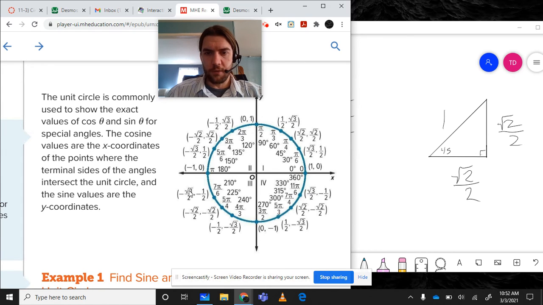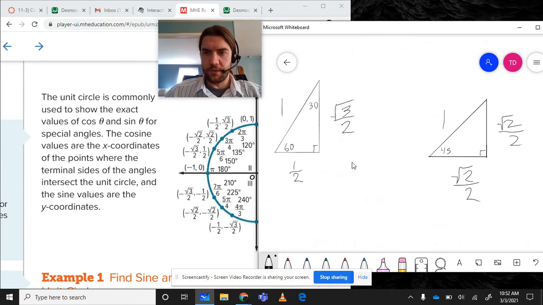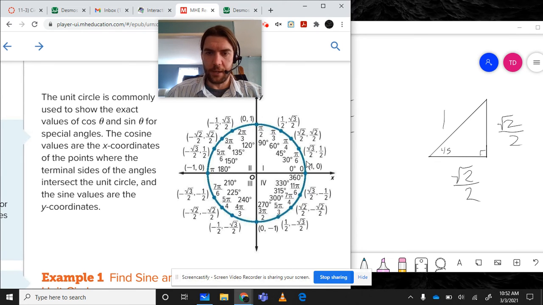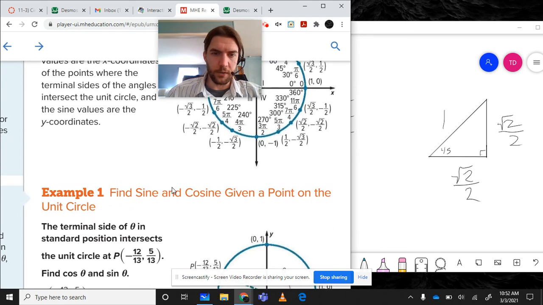So although this is a very, very busy looking object to understand, it really just comes from a few simple triangles and from some understanding about how this thing is set up: that we have a radius of 1, that we've got degrees, that we've got radians, which we can get to from degrees.